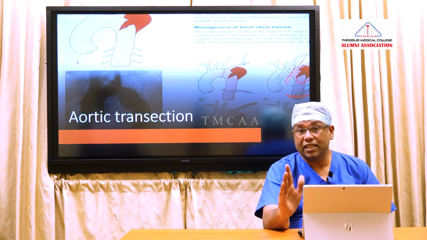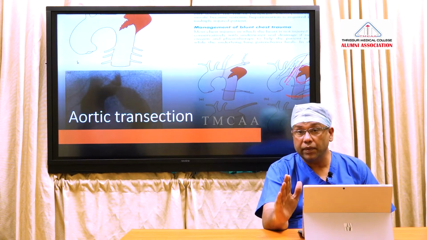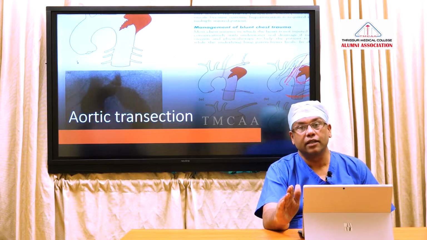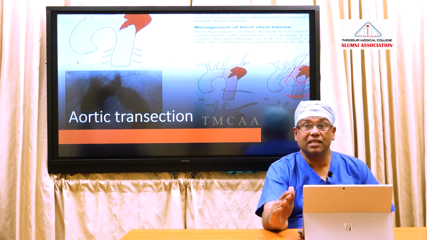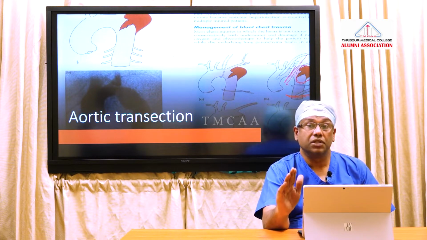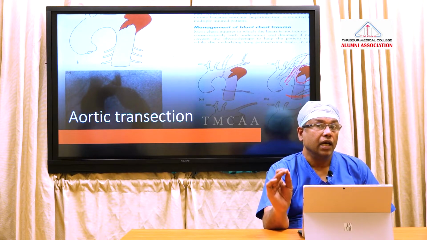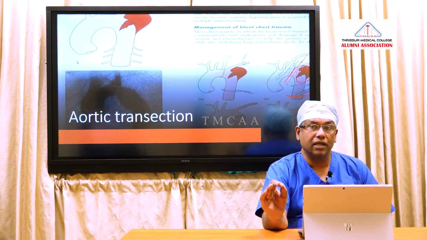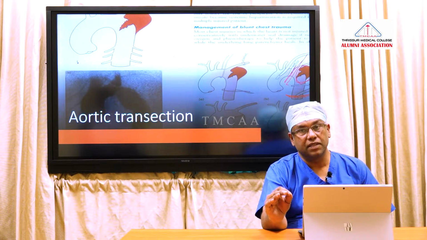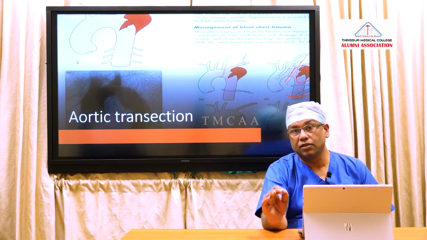But it requires expertise as well as a quick intervention. Otherwise, the mortality ranges from 50 to 100% because it is a massive vascular injury which needs to be immediately repaired. The common MCQ question asked in this regard is, what is the most common site? The most common site is distal to the left subclavian. What is the best investigation? It is a spiral CT. These are the two things.